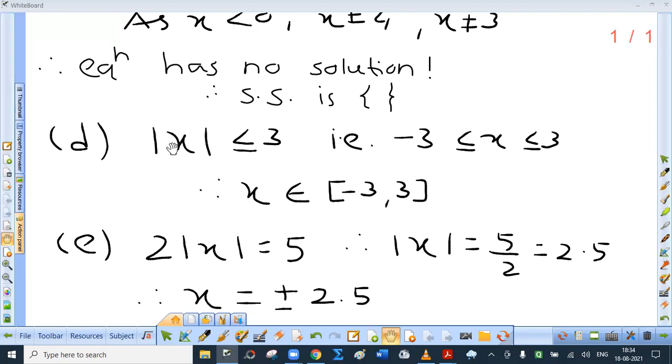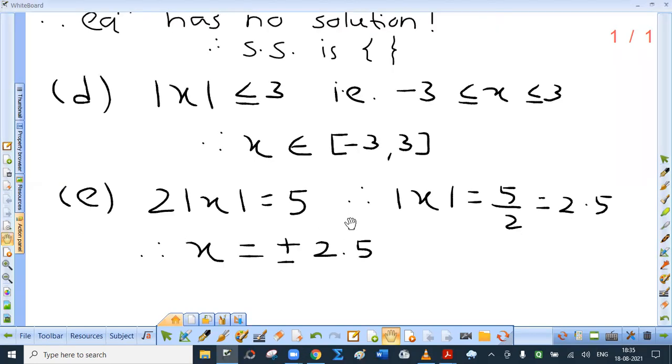Put x equal to minus 3. Mod of minus 3, 3. Yes, 3 equal to 3. Take any number between minus 3 and 3. Say minus 1. Mod of minus 1, 1. Is 1 less than 3? Yes, like that. So you are expected to do this maybe on the rough page, because in exam it is not required.